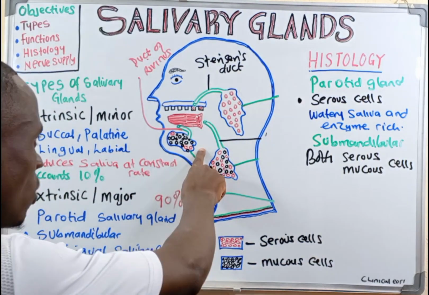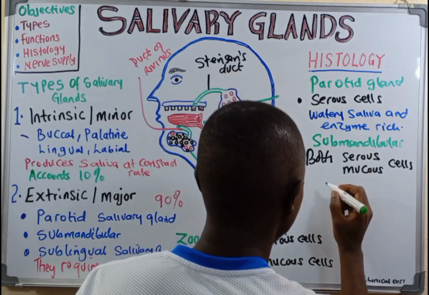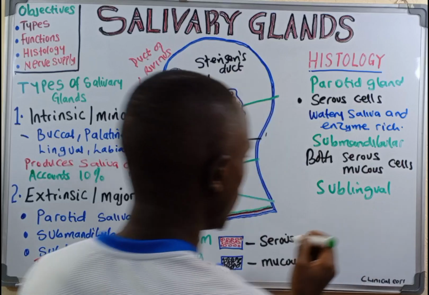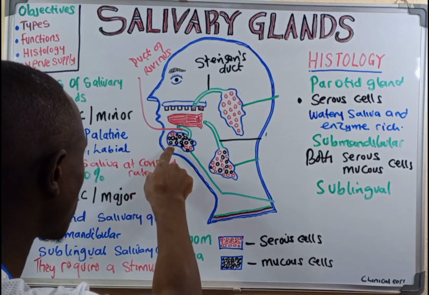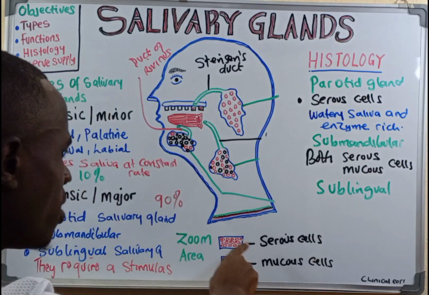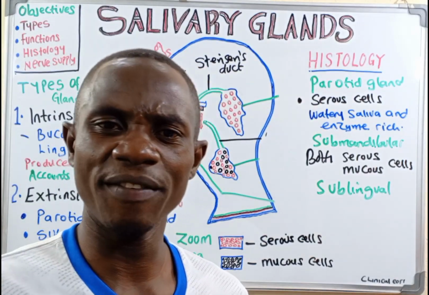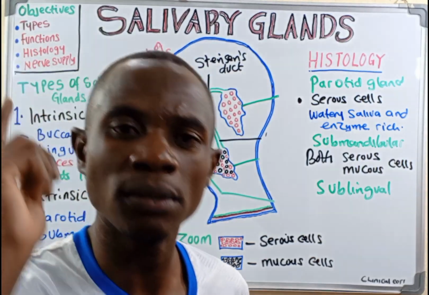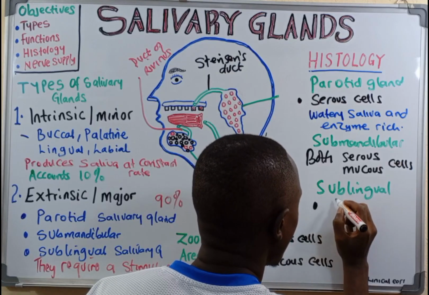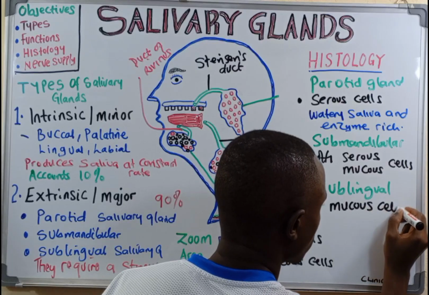Then when we come to the salivary gland which is just under the tongue, this one is what we call the sublingual salivary gland. So now when we come to the sublingual salivary glands, you are realizing that it's going to be having many of what we call the mucus cells. Generally, the sublingual salivary glands are going to be made up primarily of mucus cells.